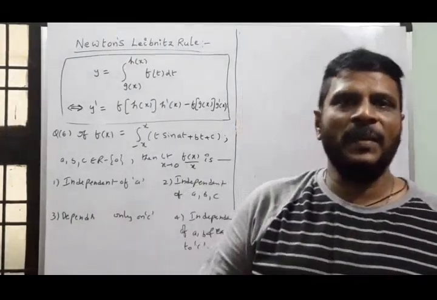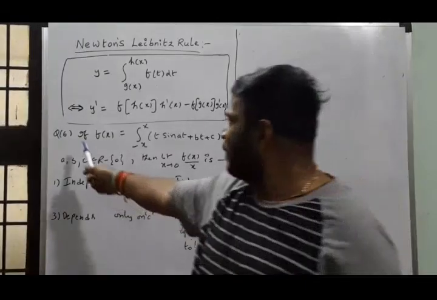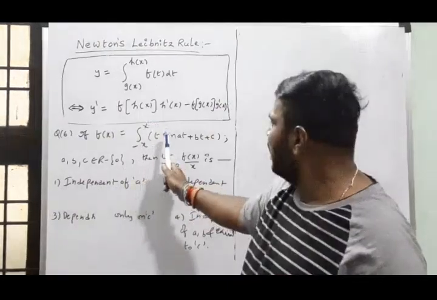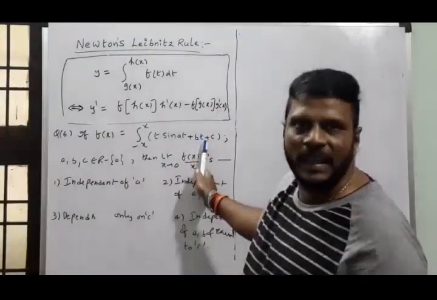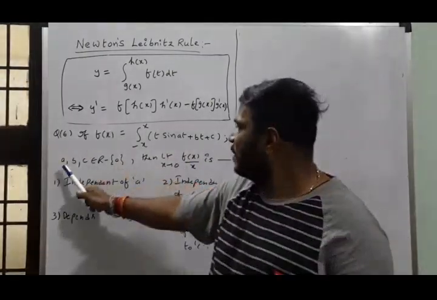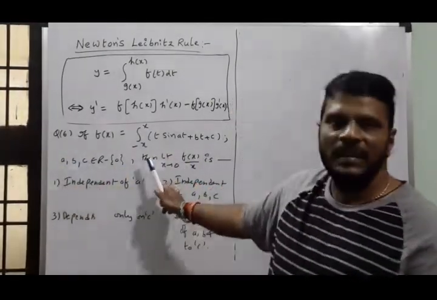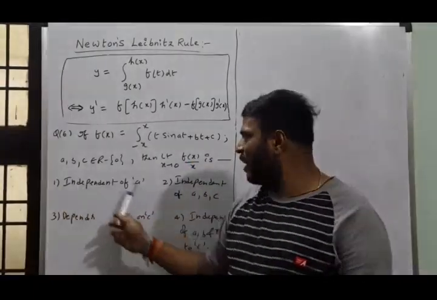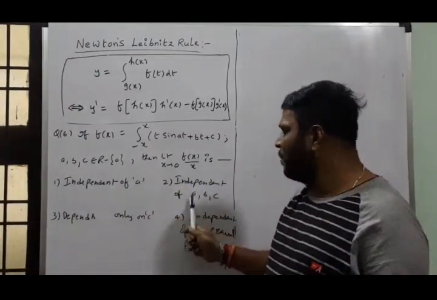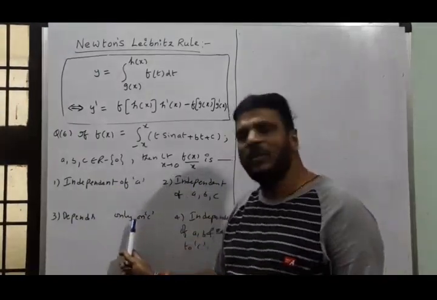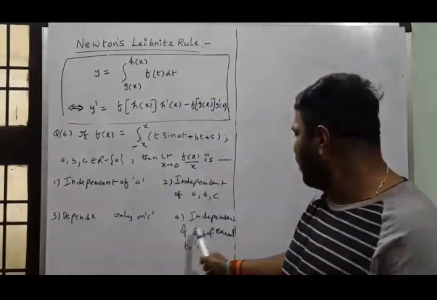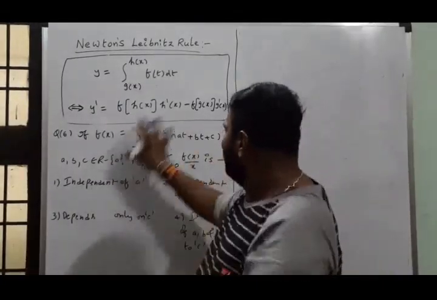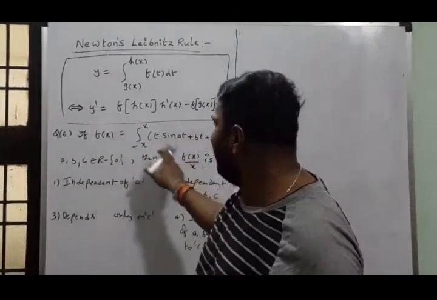Hi students, now I am explaining the sixth question. Here the given question is f of x is equal to integral from minus x to x of t sin at plus bt plus c. A, B, C are non-zero real numbers. Then limit x tends to 0, f of x by x is: first option is independent of a, second option is independent of a, b, c, third option is it depends only on c, fourth option independent of a, b and equal to c. So first of all you have to take the given equation.